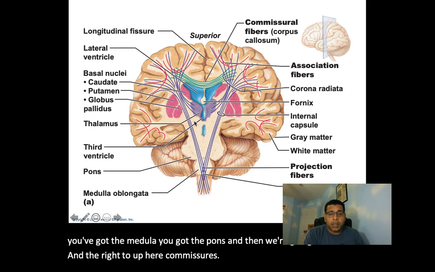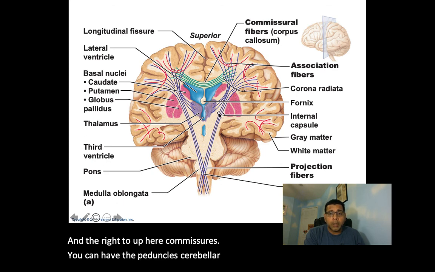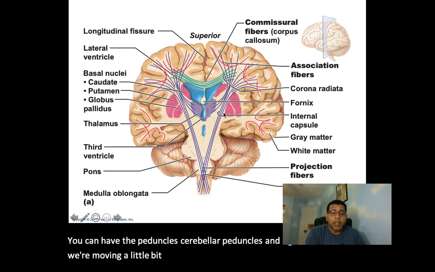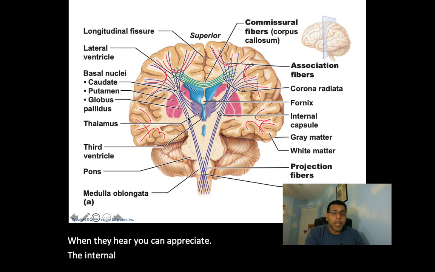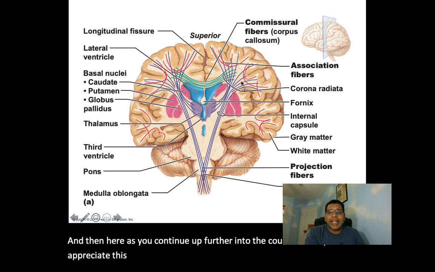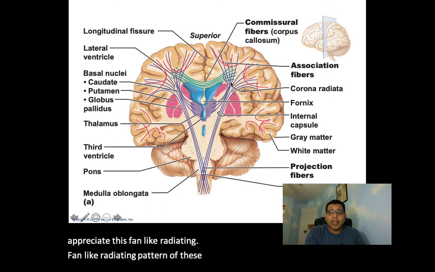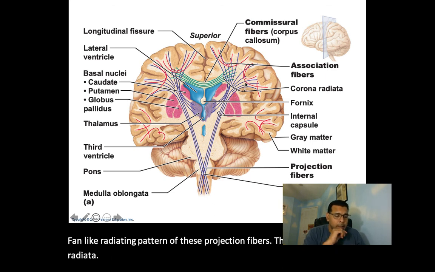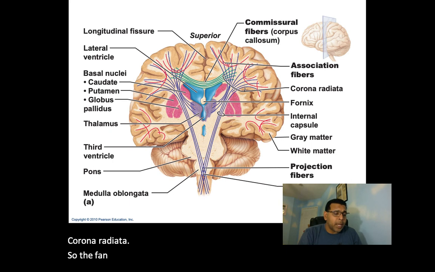You're going to have the cerebellar peduncles. And then right inside of here, moving a little bit more anterior, you can appreciate the internal capsules. And then here, as you continue up further into the cortices, you can appreciate this fan-like radiating pattern of these projection fibers. That's the corona radiata. So the fan-like fibers radiating through the cerebral white matter to reach the cortex.